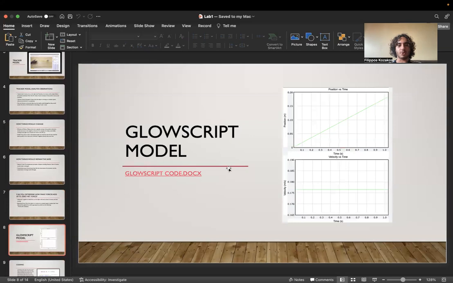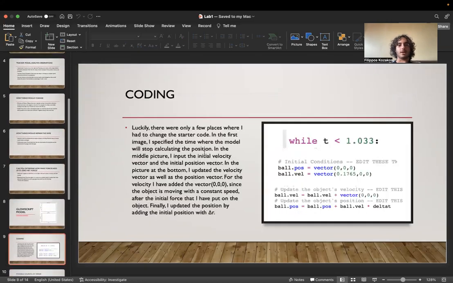This is my GlowScript model. You can also find here a link that will take you to my code, so you can see the code. The coding, those are 3 pictures. Luckily, there were only a few places where I had to change the starter code.